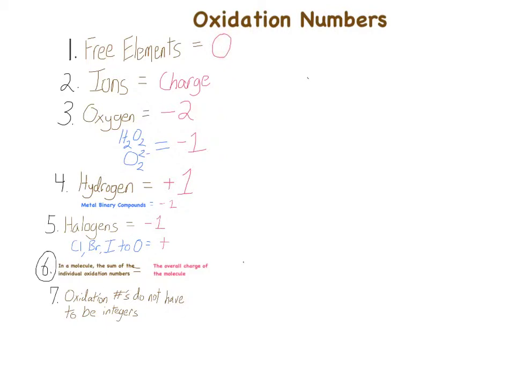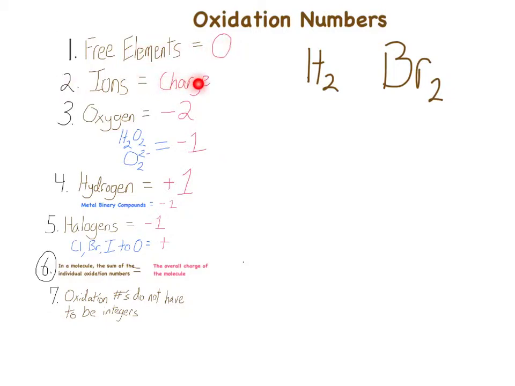Alright, so for example, a free element would be an element that's standing by itself, like hydrogen gas, H2. So the oxidation number of both of those hydrogens, because there's 2 of them, is going to be 0. Pretty easy, right? Let's do another one. How about Br2, another free element by itself. So both oxidation numbers of both bromines are going to be 0. So rule number 1, very, very easy.